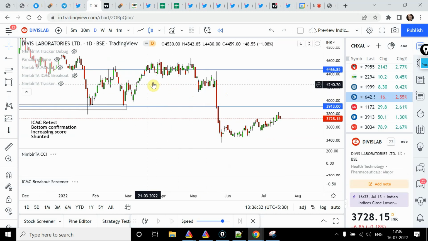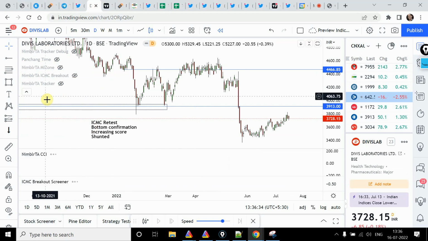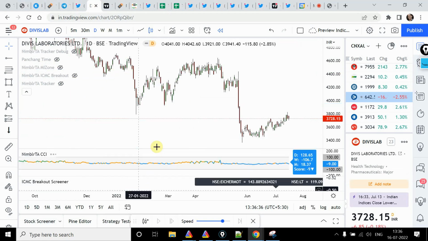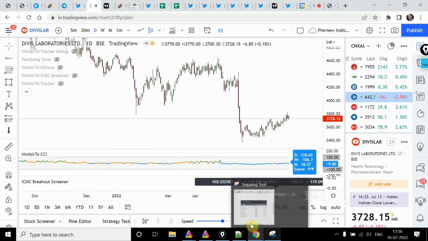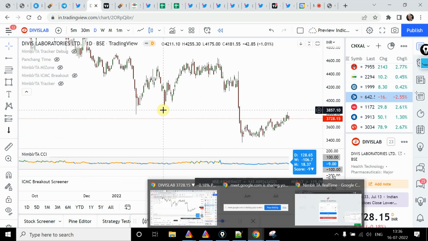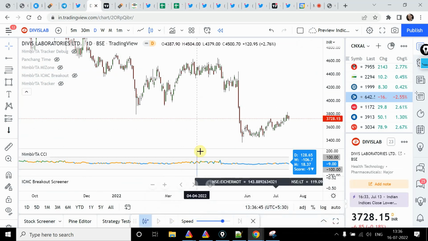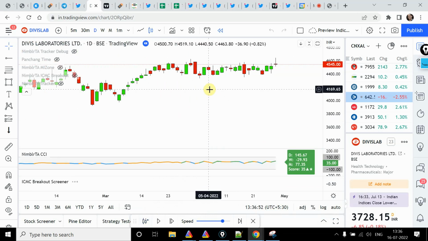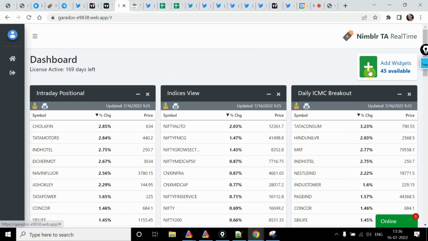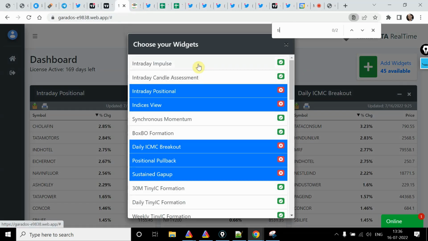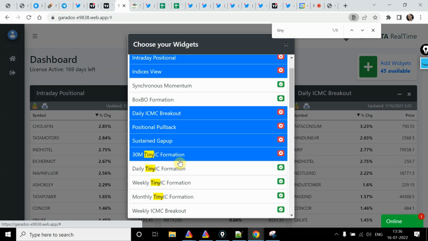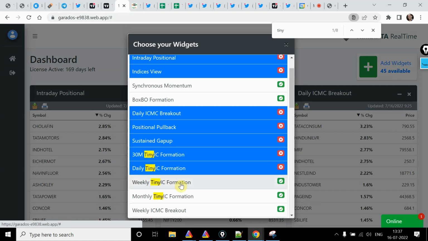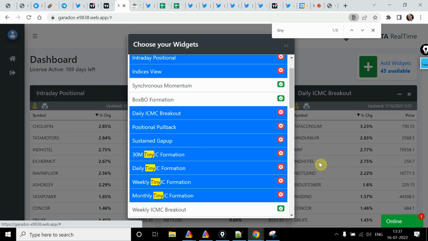Actually in Tiny IC, there are two types of percentage. One is 15 percentage for below day time frame, and the other is 4.5 percentage for weekly and monthly. So have you coded two types of Tiny IC, or only one type? No, you don't have to change anything. Everything is already pre-coded in the dashboard. So if you see the dashboard over here, you have Tiny IC. So you have 30 minutes Tiny IC. The conditions are separate for weekly, monthly. So those are already pre-coded. You don't have to code anything.